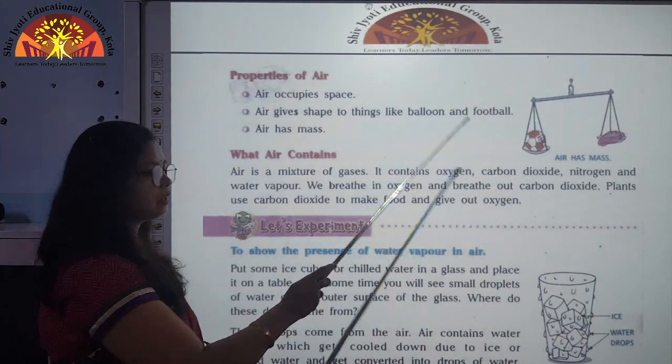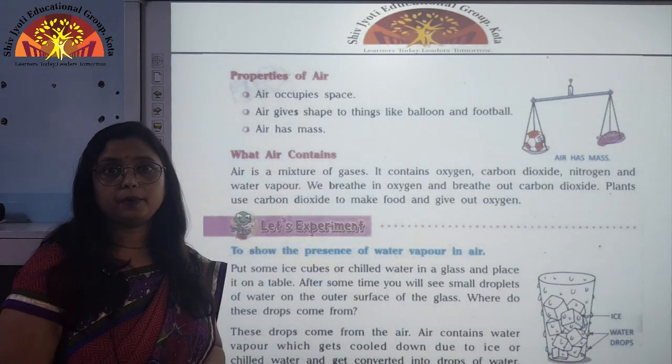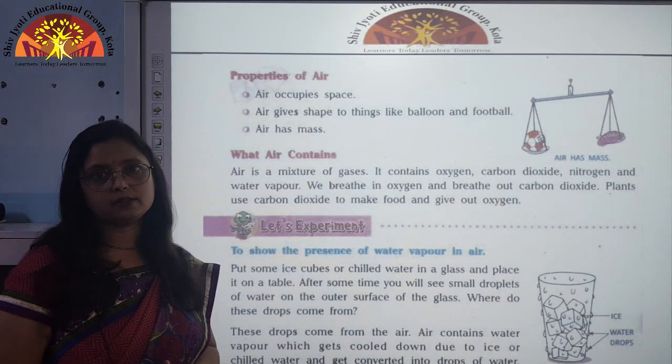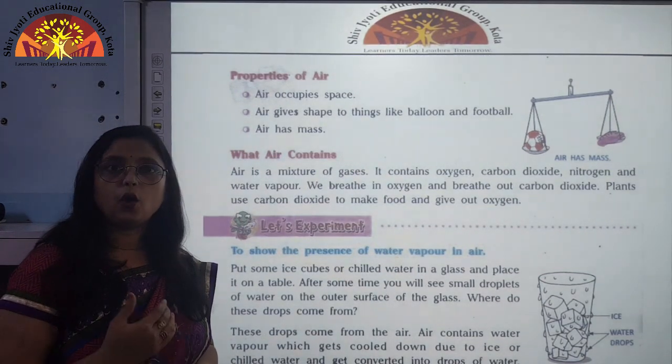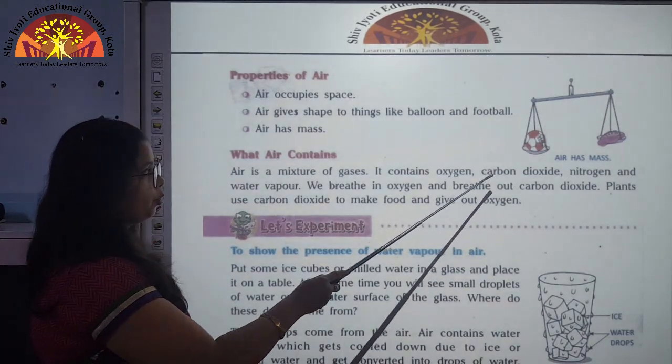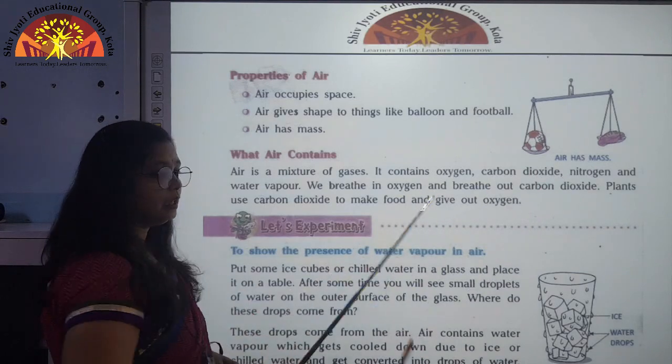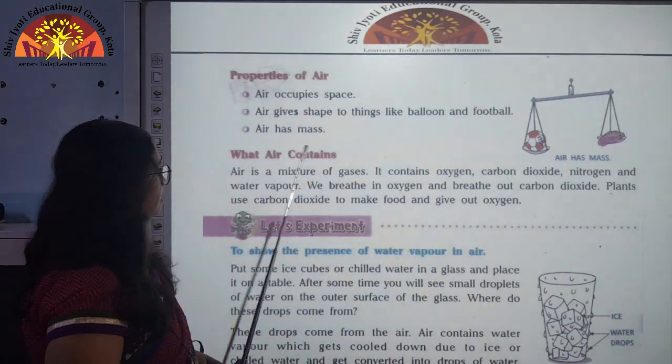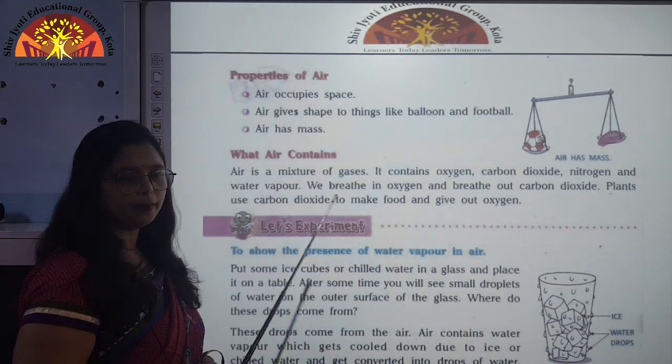Secondly, there is carbon dioxide. Now this carbon dioxide is used by plants to make their food, and we all depend on plants for our food. So it is again an important gas. Then it also contains nitrogen, and beside nitrogen it has water vapor.